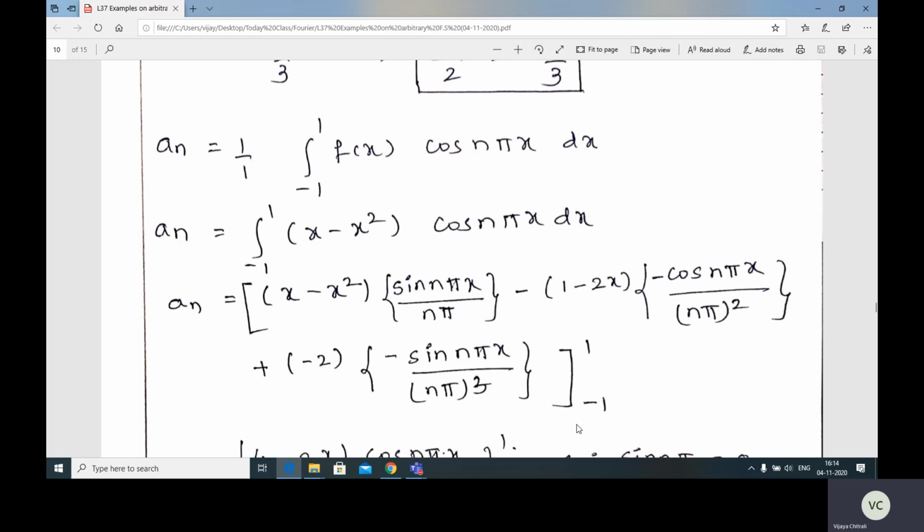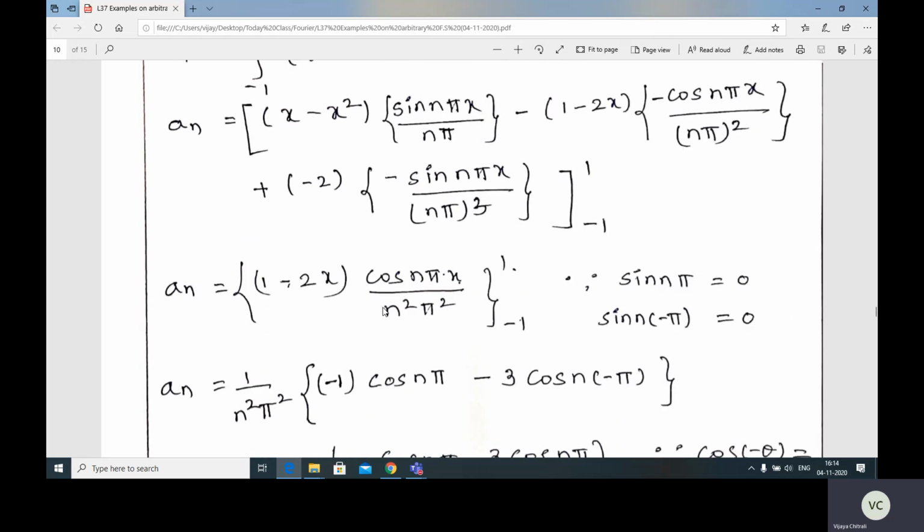Now substitute. I'll take advantage of this sine function and substitute in place of x as 1 and minus 1. So sin n pi and minus sin n pi, both equal to 0. So these two terms are 0. So this minus into minus is plus. So 1 minus 2x cos n pi x divided by n square pi square. Limits vary from minus 1 to plus 1, with 1 upon n square pi square outside. In place of x, 1 and minus 1, upper and lower limit.